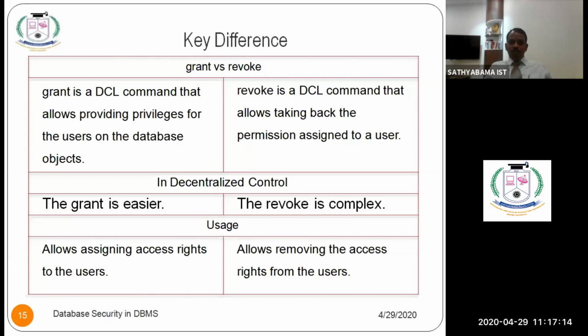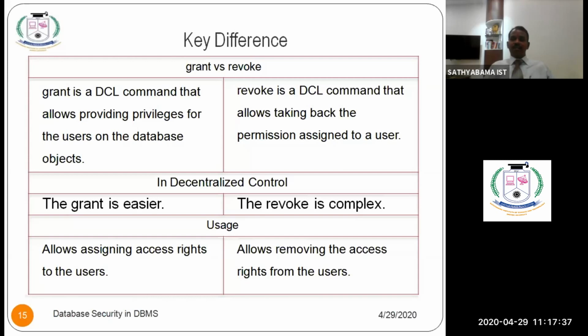The grant and revoke commands are data control language commands. Grant allows privileges for users on the database, and revoke is how to take that permission away from the users. We can use the revoke command for that. In an upcoming topic, we'll see how to use the grant and revoke commands.